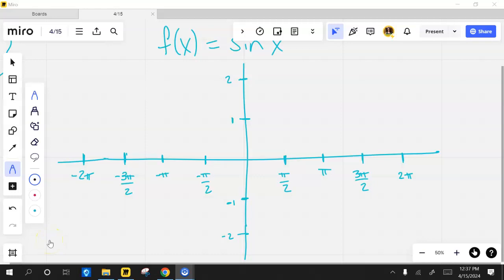Now, if my function is sine of x, that means every x I'm plugging into, I'm taking the sine of. So I want you to think with me for just a minute. Think about it like a t-chart. If I plug in 0, what is the sine of 0? 0. Everybody agree? So 0, 0 is a point on my graph.